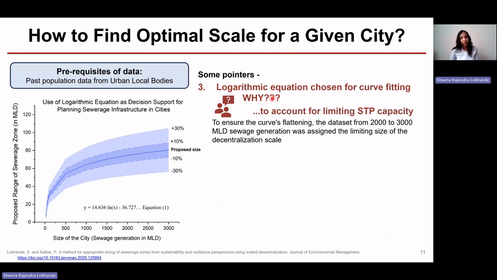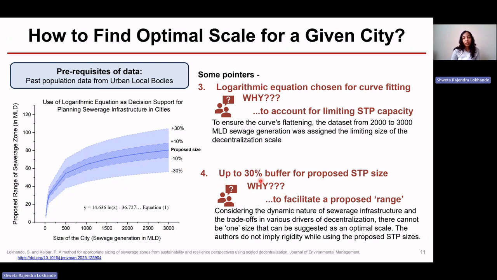Next, the logarithmic equation was chosen for curve fitting. Why? To account for the limiting sewage treatment plant capacity. As discussed further, to ensure the curve flattens, the data set from 2000 mld to 3000 mld was assigned the same value of 80 mld to limit the maximum size of STP. The primary reason is the severe disadvantages of highly centralized systems with respect to deep sewer networks, and also to facilitate water circularity, as no further economies of scale are achieved beyond a particular size that can give additional benefits for the infrastructure.